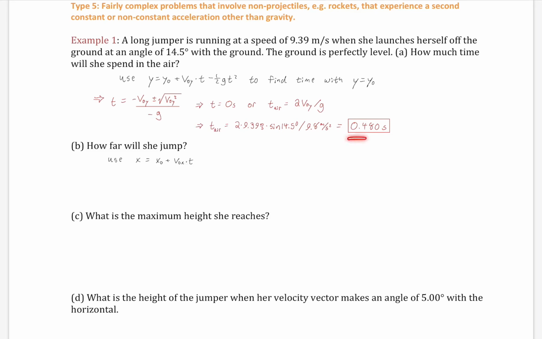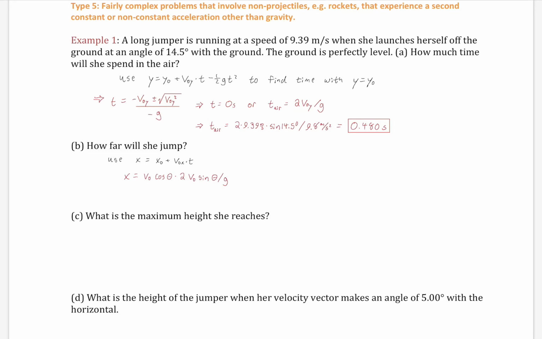So now we're just going to use the time that we found. This is a very important idea, and you'll see this is the first step in a lot of projectile motion problems. Find the time that the projectile spends in the air. Because once you know that time, then you can plug that time back into other equations to find other bits of information. Case in point, question B, how far will she go?